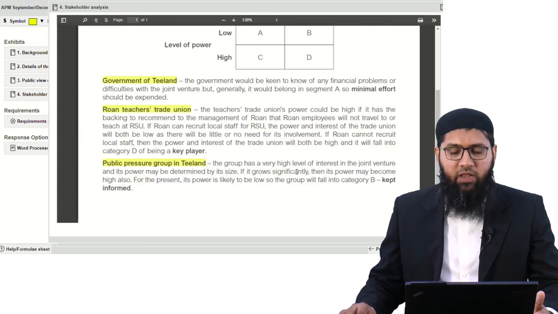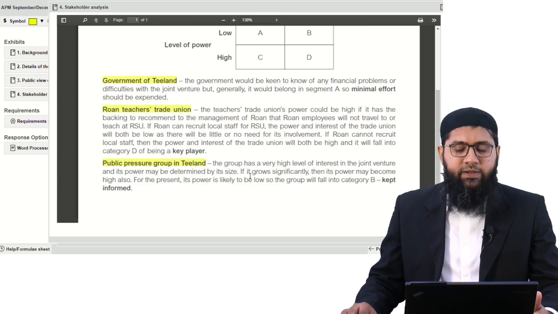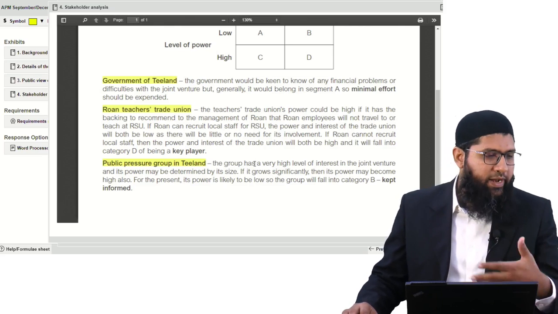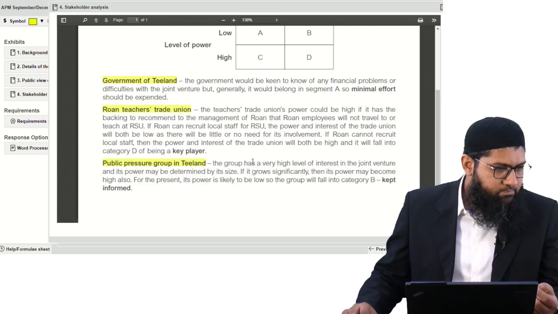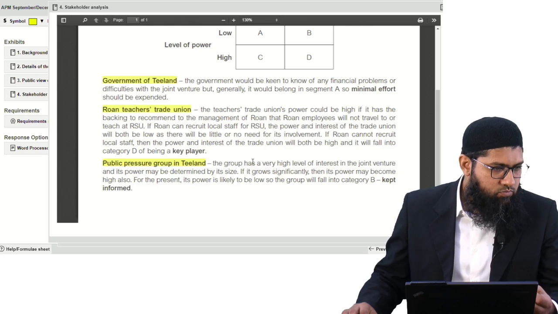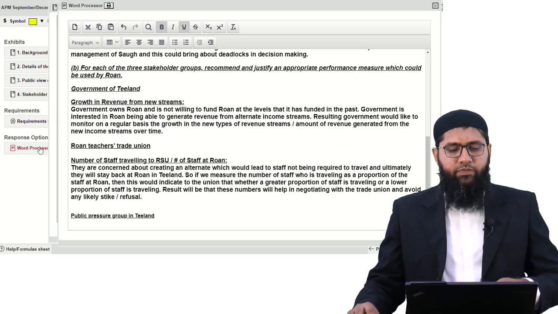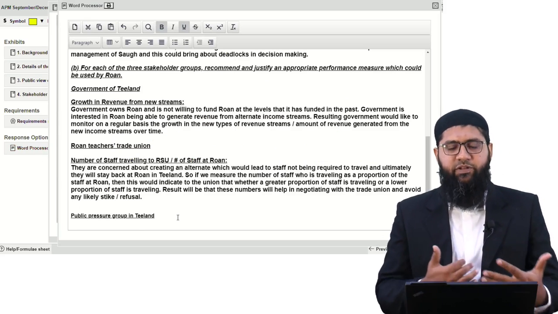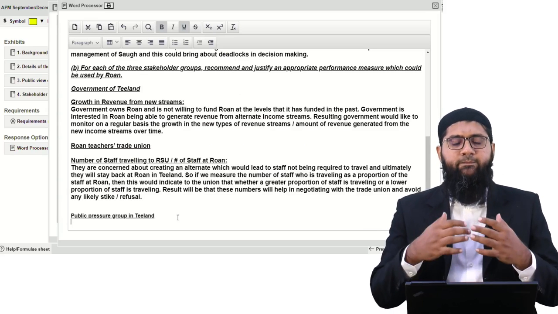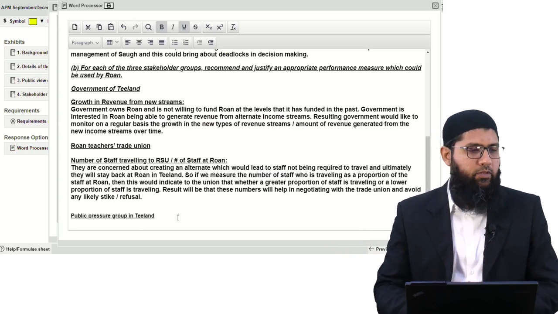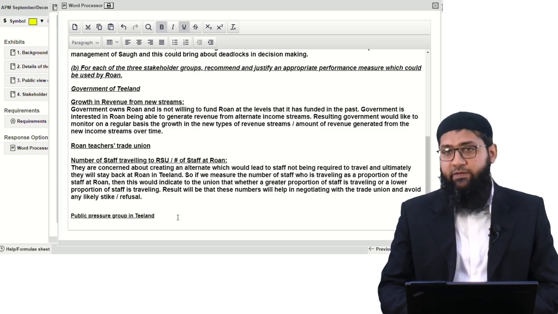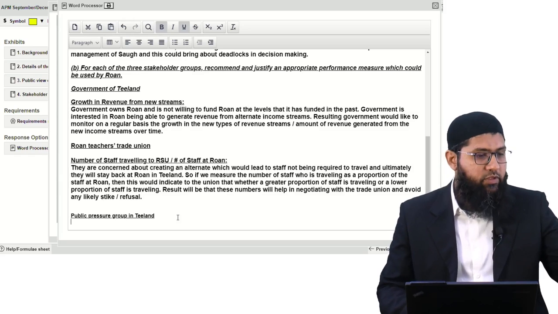The group has a very high level of interest in the joint venture, and its power may be determined by its size. If it grows significantly, its power may become greater. So ideally, you should be communicating more and more. Now, there could be multiple measures, like complaints received compared to complaints resolved, the time spent by staff locally, teacher satisfaction survey, student-lecturer ratio, and parent satisfaction percentage.